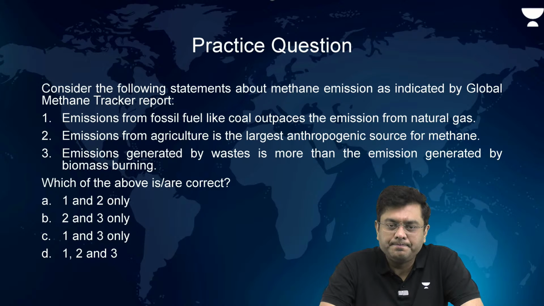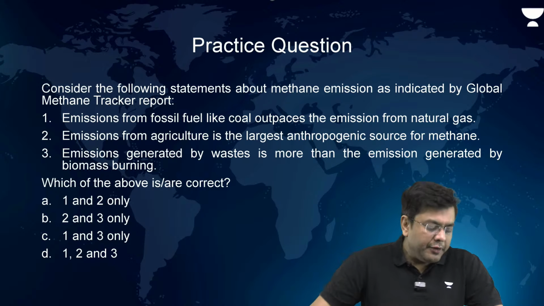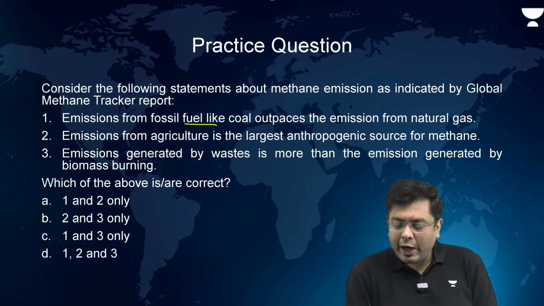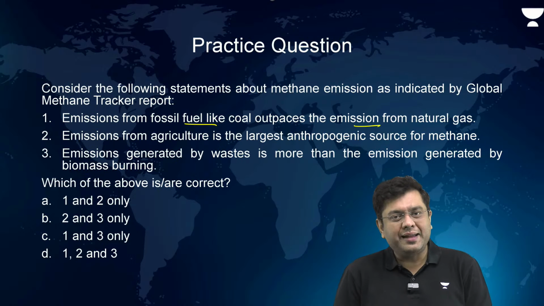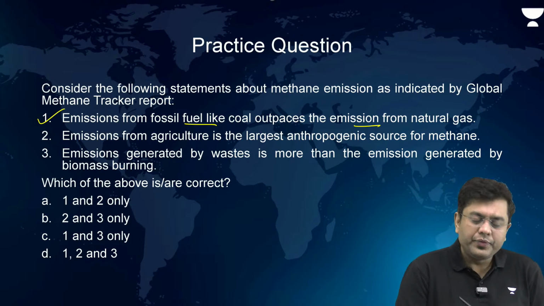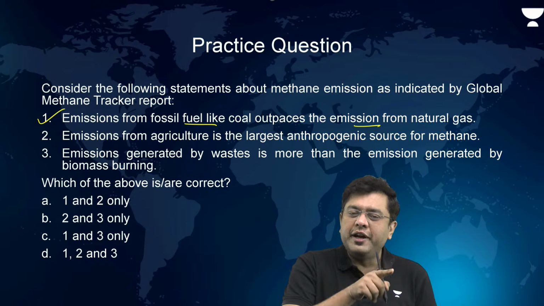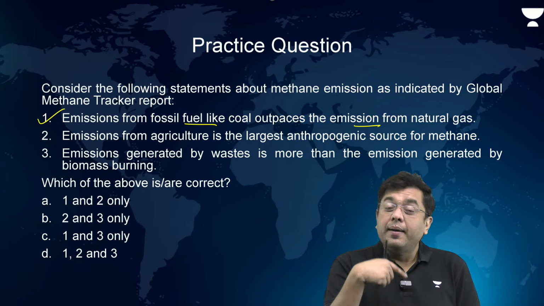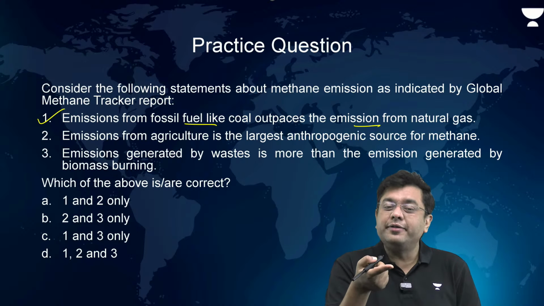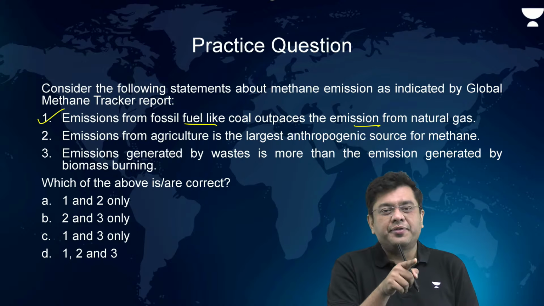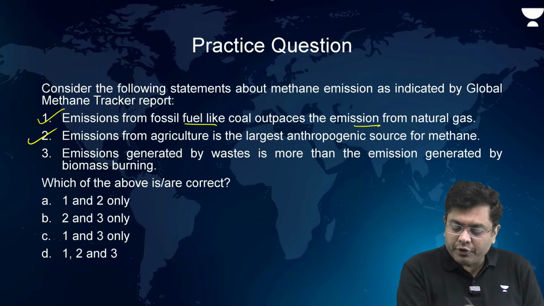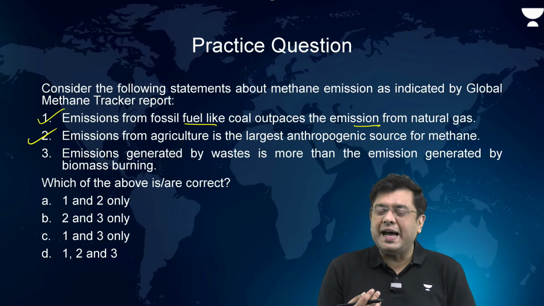What do you think? So here, if you take a look at the first, emission from fossil fuel like coal outpaces the emission from natural gas. That is true. The largest emission in the field of energy is from oil, then followed by coal, because still the usage of coal is much higher. Then comes natural gas and then comes bioenergy.